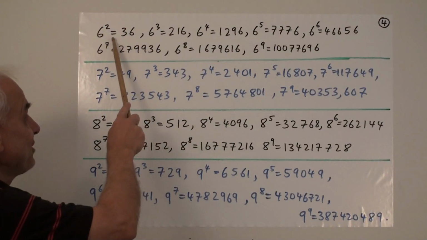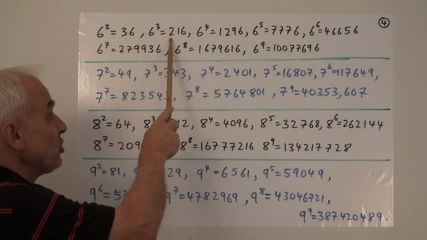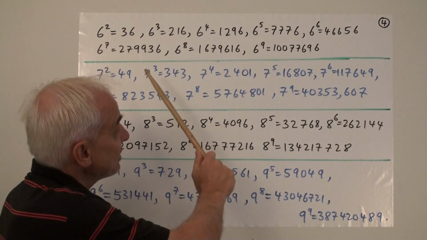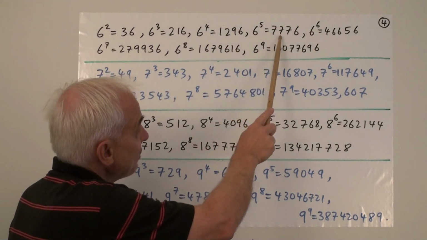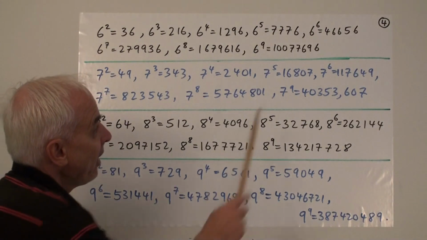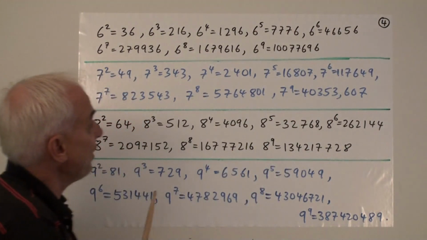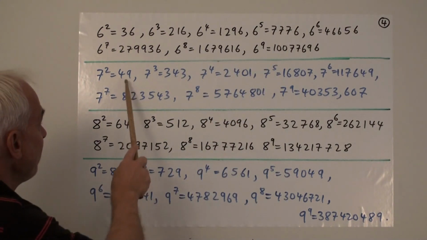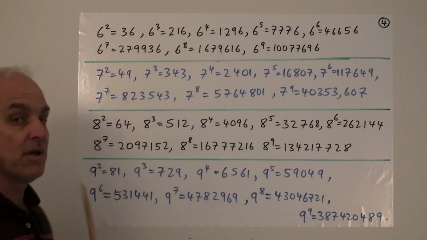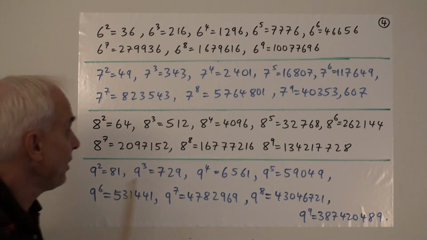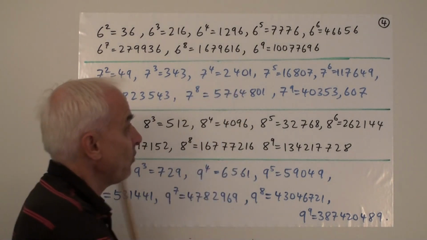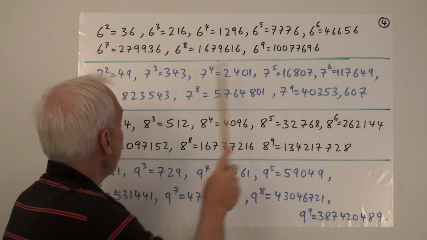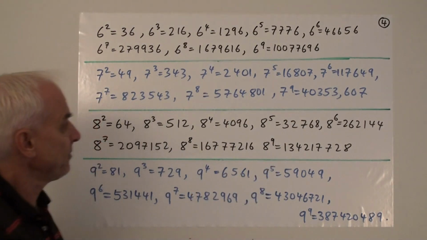So powers of 6. 6 squared is 36. 6 cubed is 216. 6 to the 4th, 1,296. 6 to the 5th, 7,776. And then 46,656. And then these higher powers also. Powers of 7. 7 squared is 49. 7 cubed, 343. 7 to the 4th, 2,401. 7 to the 5th, 16,807. And then you can have a look at these subsequent ones.